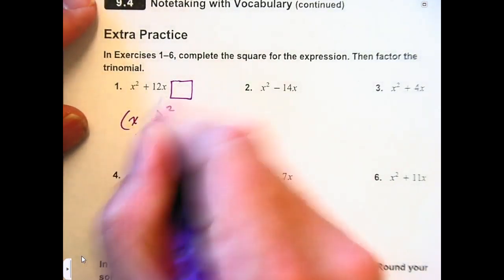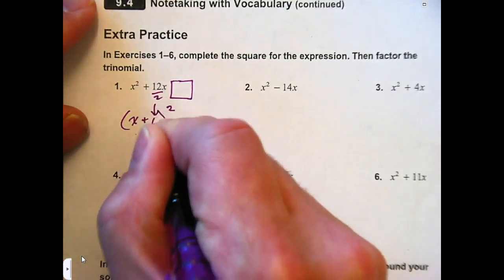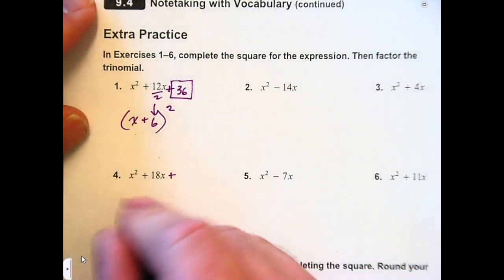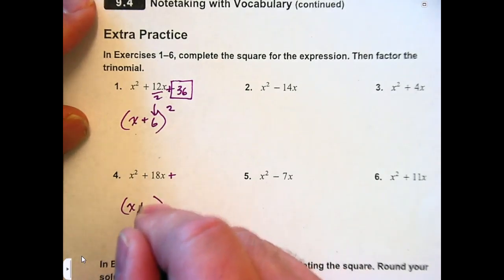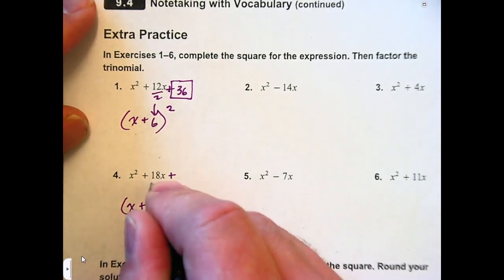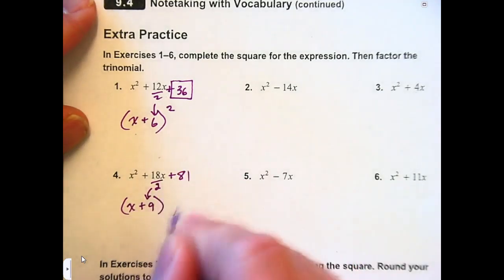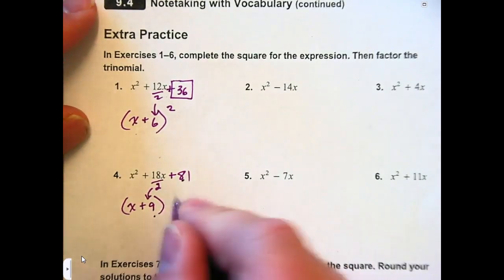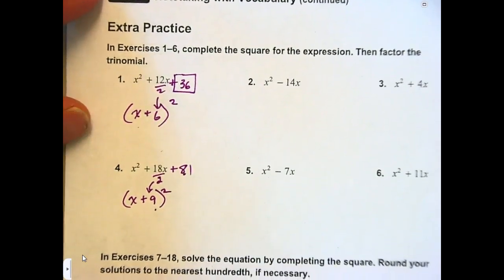The x goes there. I'm going to cut that in half. That gives me the 6. And then square it. That gives me the 36. It's always plus in the back, because you're squaring it. Even if this in here is negative, which it's not in this case, if it was, you'd be squaring a negative. All right. There's the completing the square. There is our factored version, x plus 9 quantity squared.